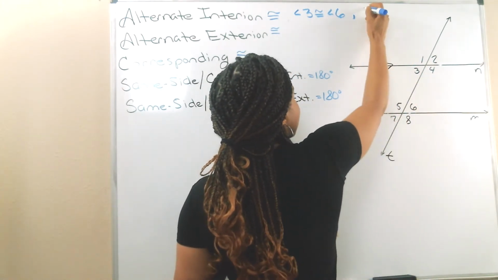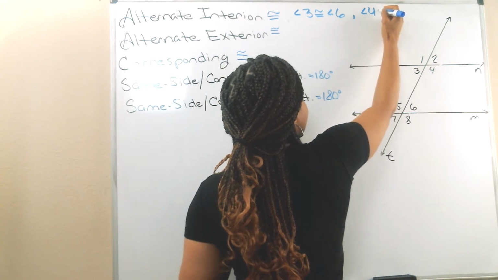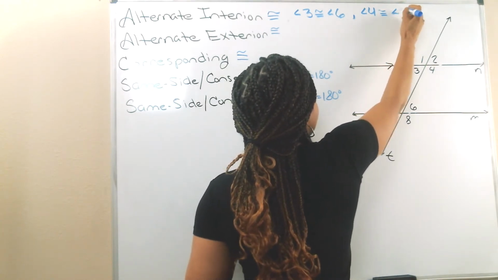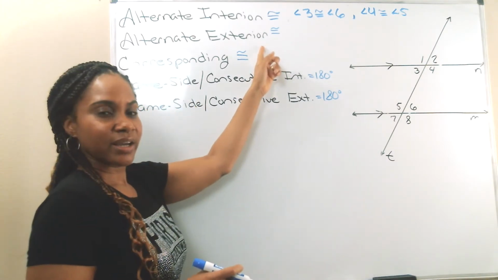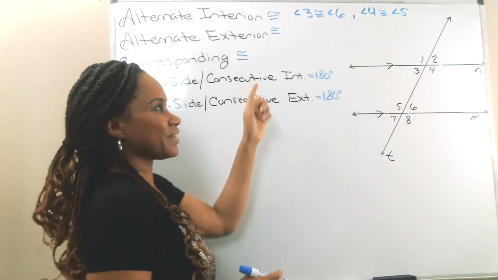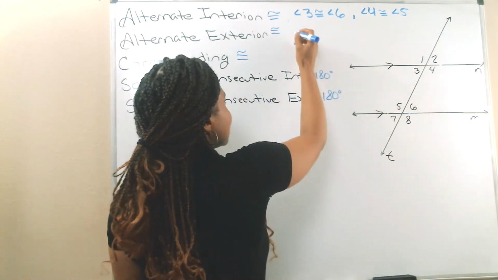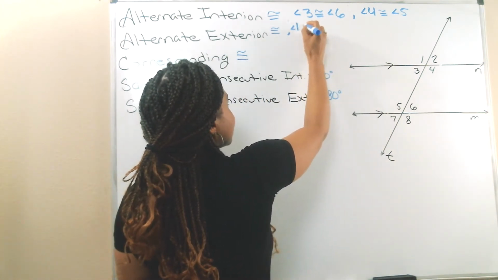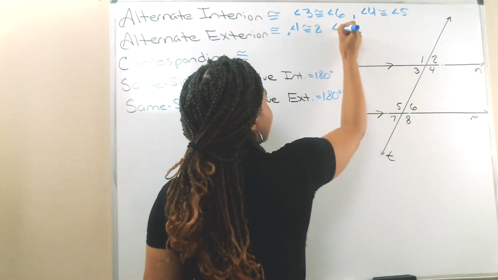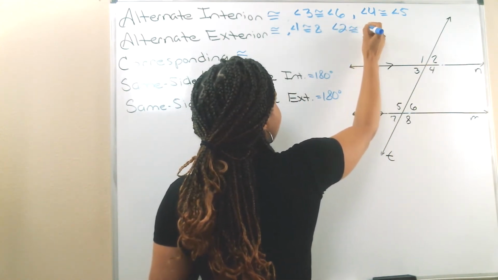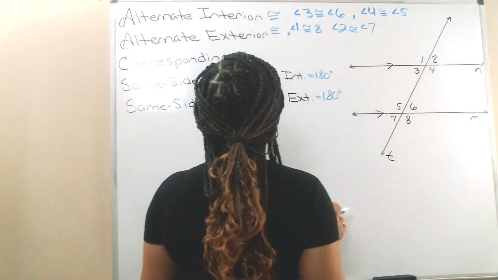And angle 4 is congruent to angle 5. Our alternate exterior angles are 1 and 8. So we could say that angle 1 is congruent to angle 8, and 2 and 7. Angle 2 is congruent to angle 7.